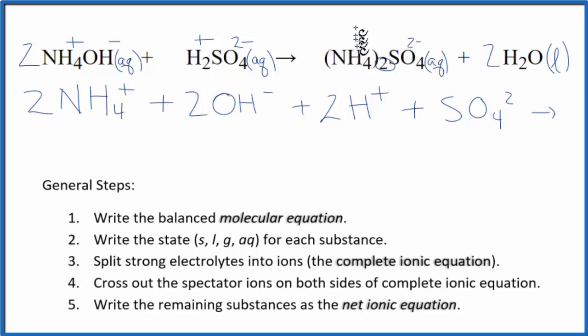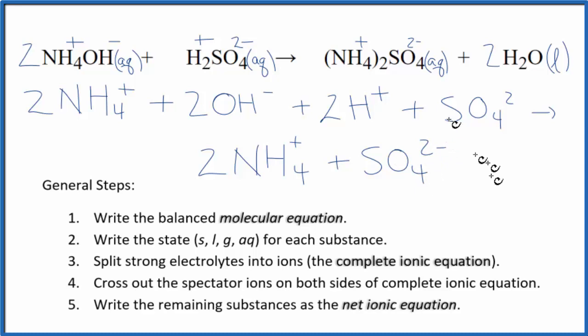So we're going to have 2 ammonium ions, and then we will have just the 1 sulfate. And then for water in net ionic equations, we don't split that apart. That's just going to be 2H2O. This is our complete or total ionic equation.